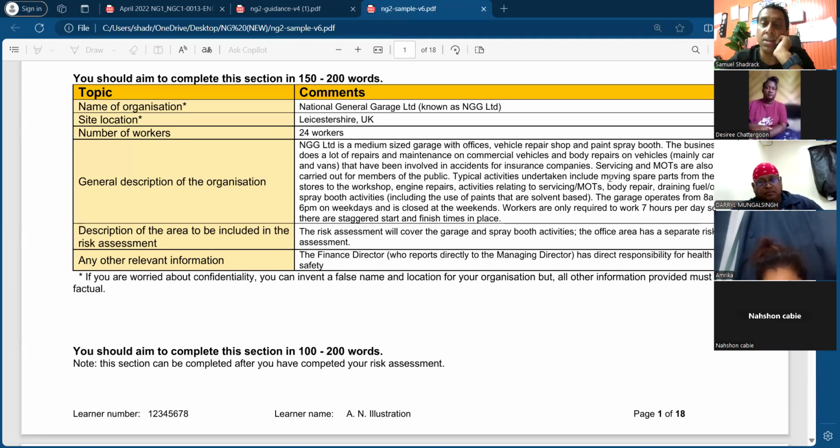Typical activities undertaken include moving spare parts from the stores to the workshop, engine repairs, activities relating to servicing, MOTs, body repair, draining fuel oil, spray booth activities, including the use of paint that is solvent-based, full stop. There's a reason why I said it like that. I'll tell you just now. The garage operates from 8 a.m. to 6 p.m. on weekdays, and is closed at the weekends. Workers are only required to work 7 hours per day, so there are staggered start and finish times in place. So again, the simplest way to tell you is you could write this over, but for your company, just like this.